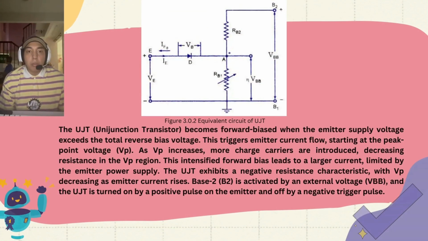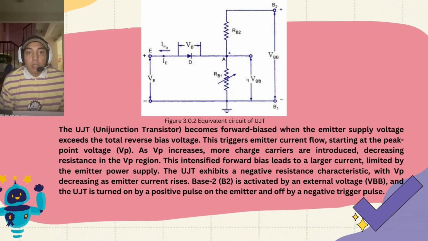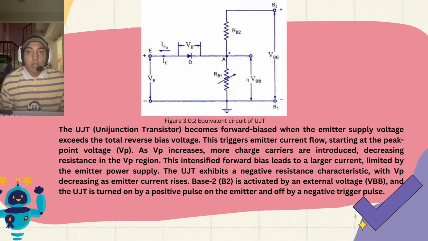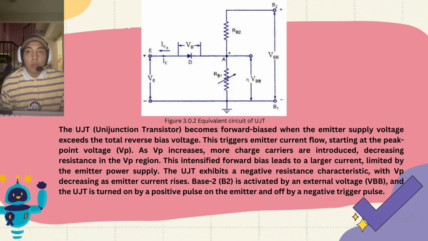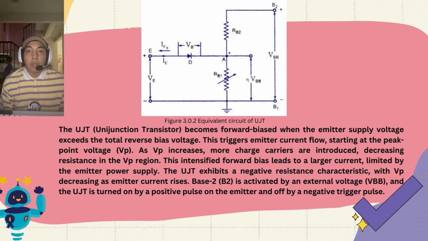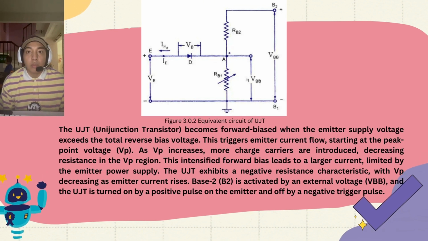So, for the next part of operation of uni-junction transistor, we have figure 3.0.2 that shows the equivalent circuit of UJT. The UJT becomes forward biased when the emitter supply voltage exceeds the total reverse bias voltage. This triggers emitter current flow.